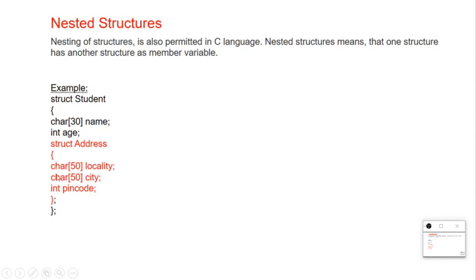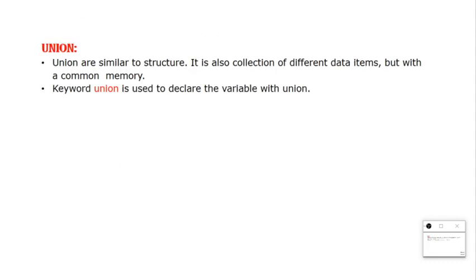So this red color you can see is a structure within a structure. The black color is the outer structure, and the red color is the structure within a structure. So this is how we can declare the nested structure. Nice, right? So let's move to the union.